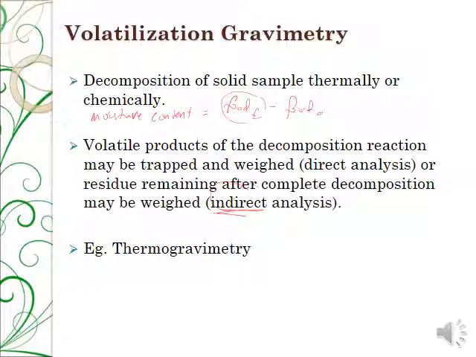Direct analysis means you are trapping the moisture. For example, during drying, you have a trap, let's say an absorption trap. That trap is weighed first before the absorption process, and then weighed again after it absorbed the moisture from the food. That indicates direct analysis because it measures the mass of the moisture itself. So that's the difference between direct and indirect analysis. An example application of volatilization gravimetry is thermogravimetry.